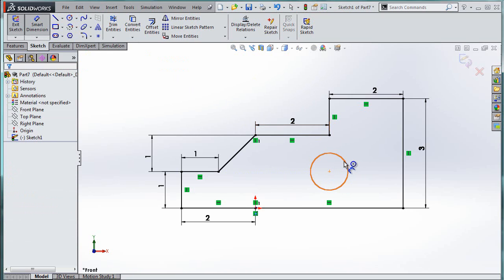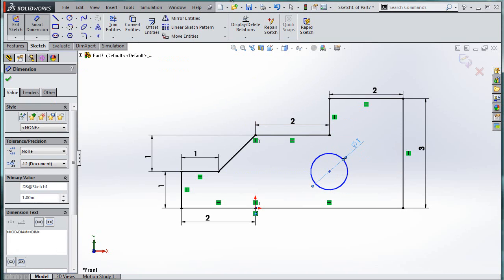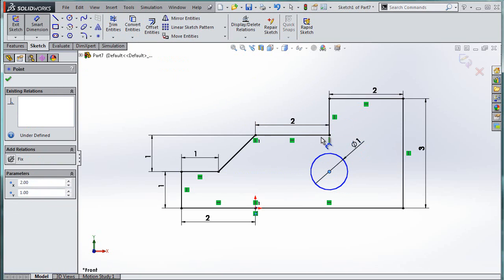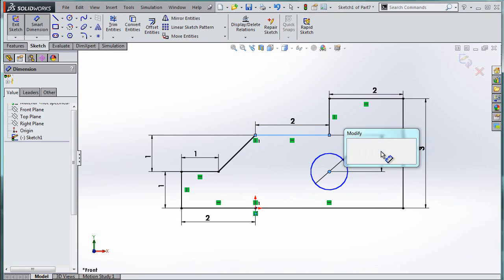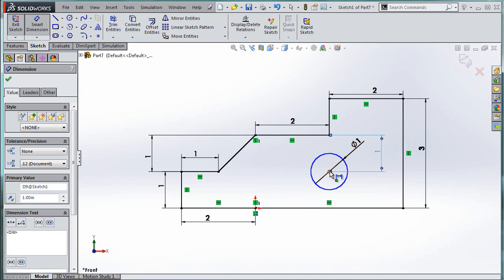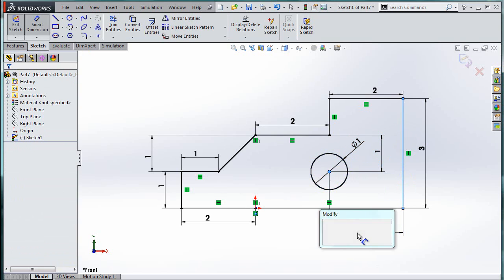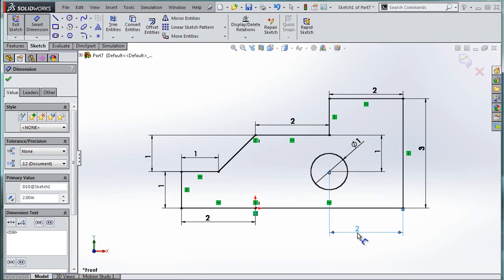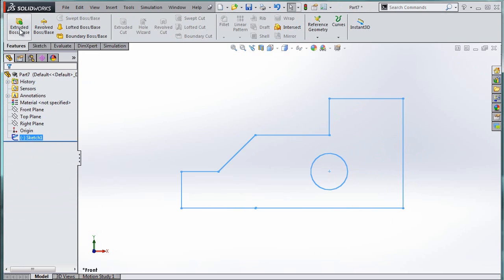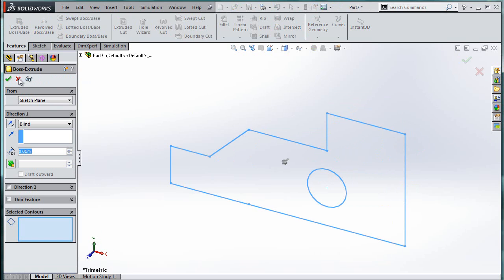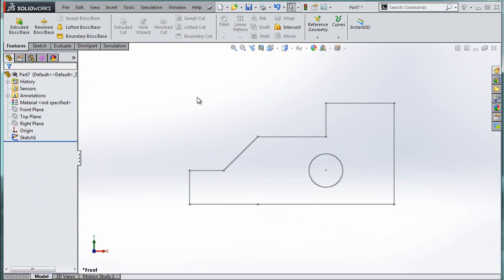Now the radius. Oh, it's doing the whole diameter. So the diameter is 1, because I'm really good at dividing and multiplying by 2. So this is at 1. And this here is at 2. Thank you. Fully defined sketch. Extrude it. Wait, why do you say that I'm not fully defined?